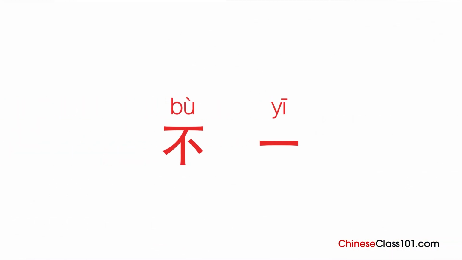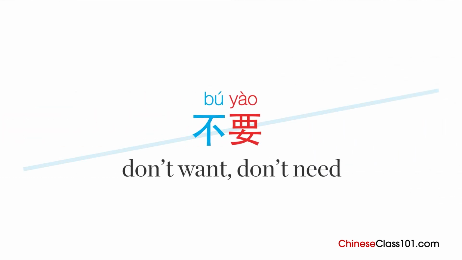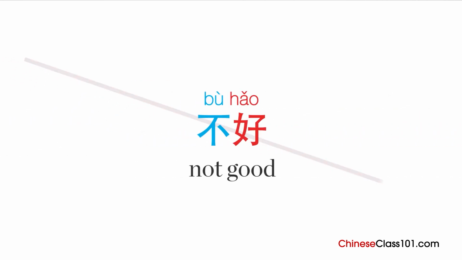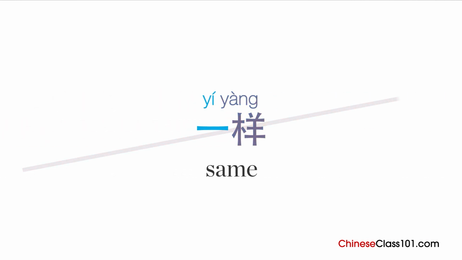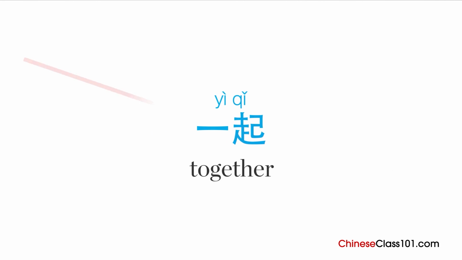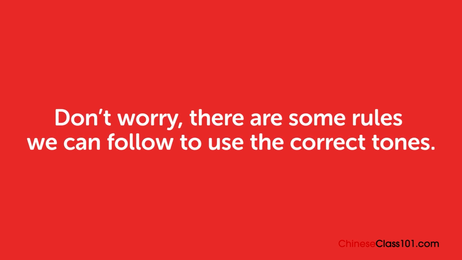When studying Chinese, you've probably seen these 2 characters often, 不 and 一. They are very, very common, but you may notice that their tones change when they come before certain words. For example, 不 is the second rising tone in 不要, but it's the 4th tone in 不好. 一 as in number 1 is pronounced as 一, but in 一样, it becomes the 2nd tone. In 一起, it's the 4th tone. Seems very confusing, right? Don't worry, there are some rules we can follow to use the correct tones.